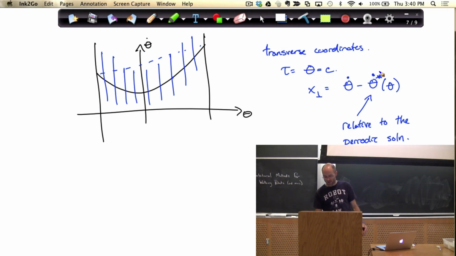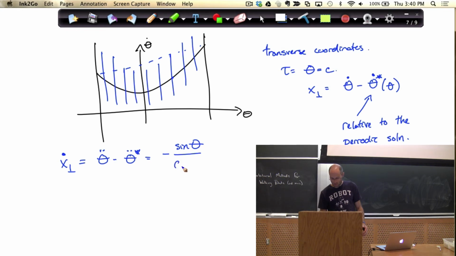It turns out you can just differentiate that and insert my dynamics to write down x perp dot, which is just theta double dot minus theta double dot star on my coordinates, which turns out to be something simple. And shockingly it is coordinate dependent. It's time varying, sort of linear already. I don't have to take a linearization.